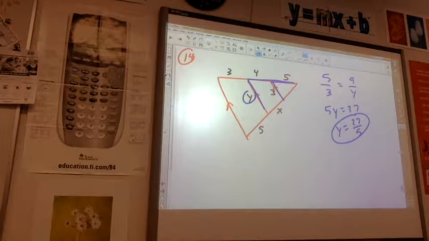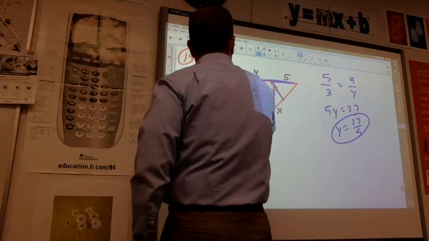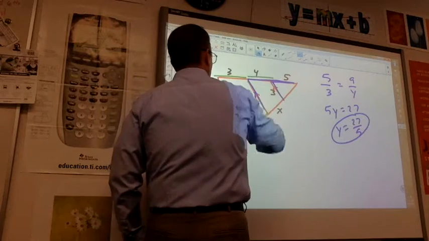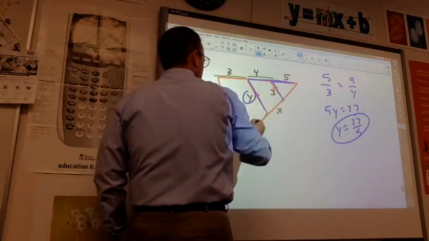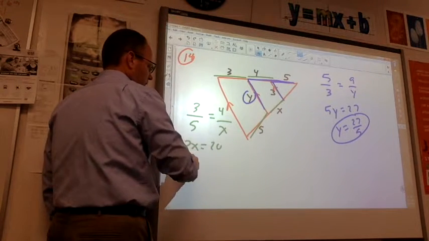Similar shape. Can I go... That's what I was trying to think. Does it have to? I go similar. So maybe I can go 3 over 5 is equal to 4 over x. I don't know, is that going to work? 3x is equal to 20. X equals 20 over 3.